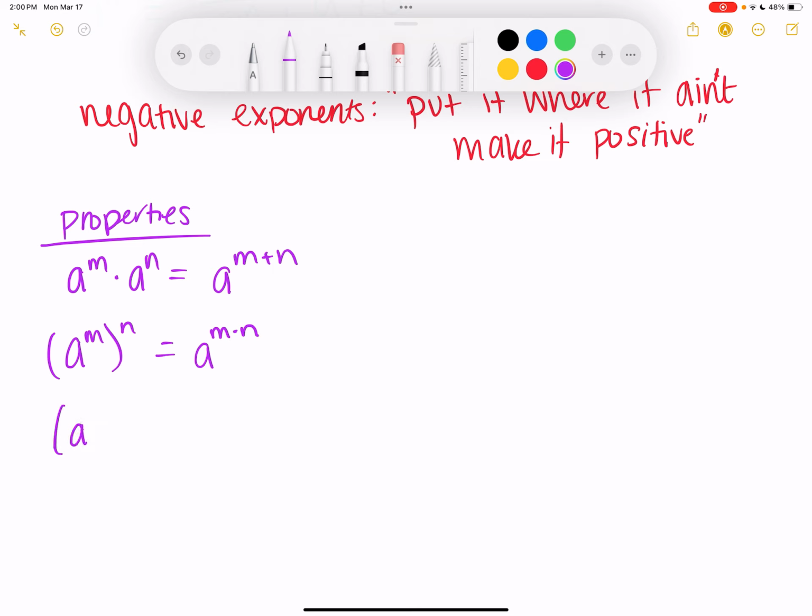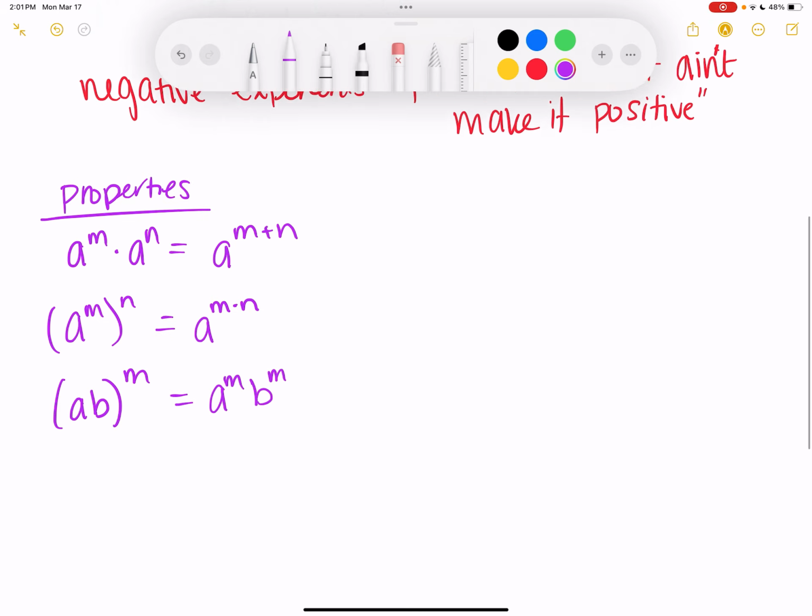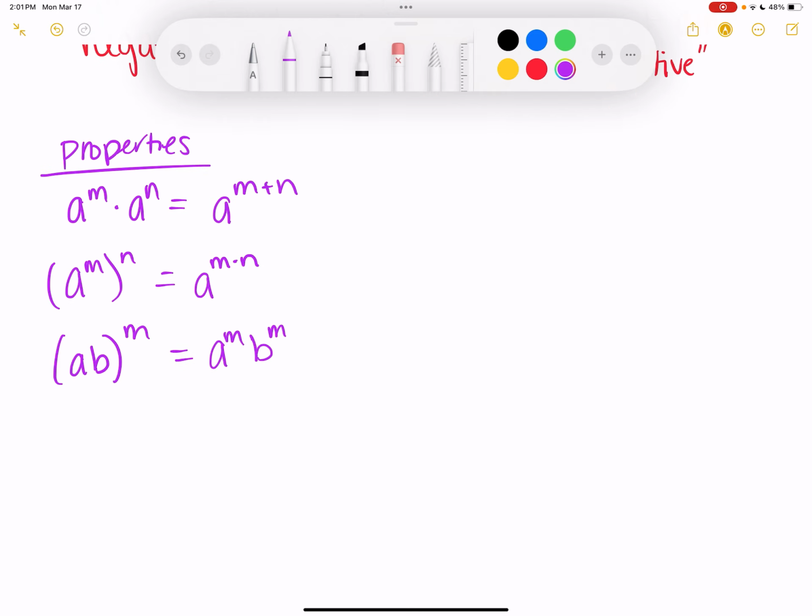If I have a times b raised to the m, remember we distribute that on both things. This would be a to the m, b to the m. Because they're different bases, we can't combine them any more than that. Those were all from 8.1.